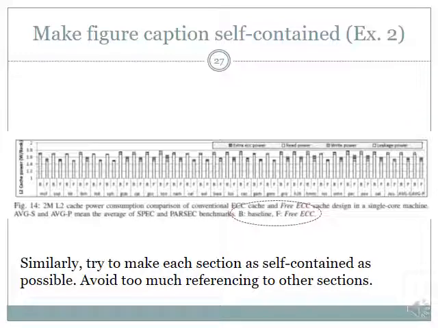But here, the good point is that although they have used the acronyms B and F, they have defined them right here, which is a good approach. Similarly, when you are writing different sections in your paper, avoid too much referencing to other sections. Especially future referencing is not considered so good. At least past referencing is considered okay.